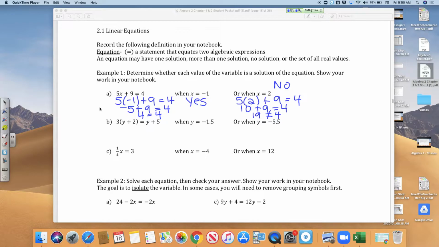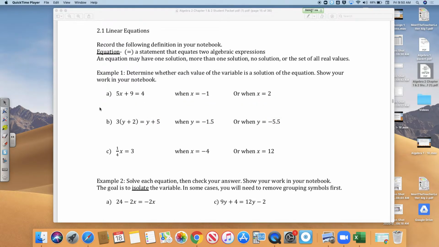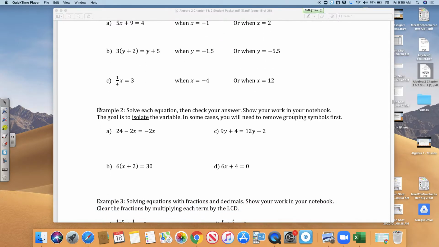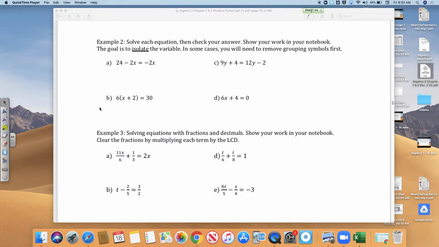Okay, in example 2, let me erase all of this stuff. In example 2, we have here: solve each equation and then check your answer. Show your work in your notebook. The goal is to isolate the variable. In some cases, you will need to remove the grouping symbols first. So in example 2, we're basically solving these equations for x, and all of these are different.